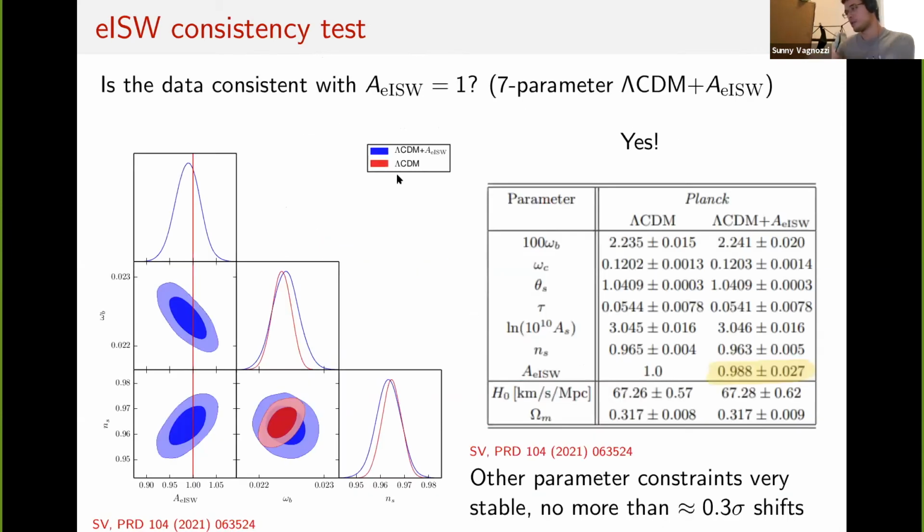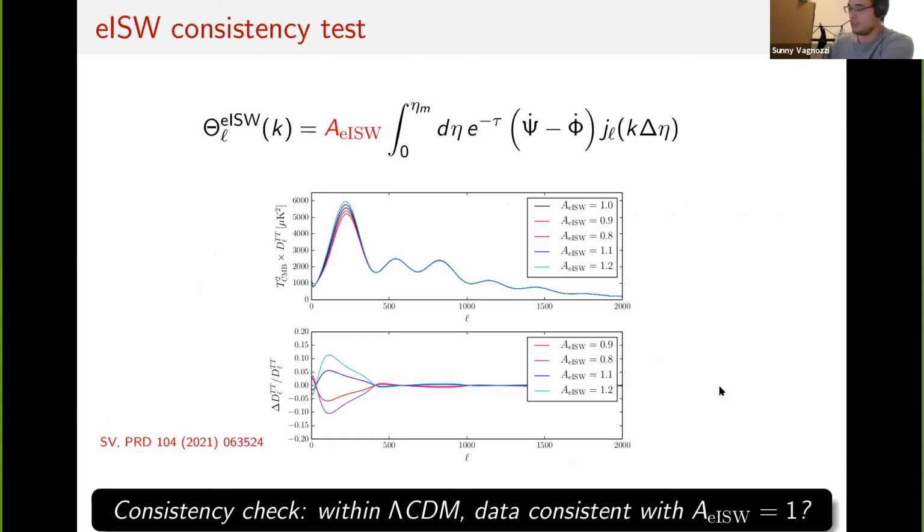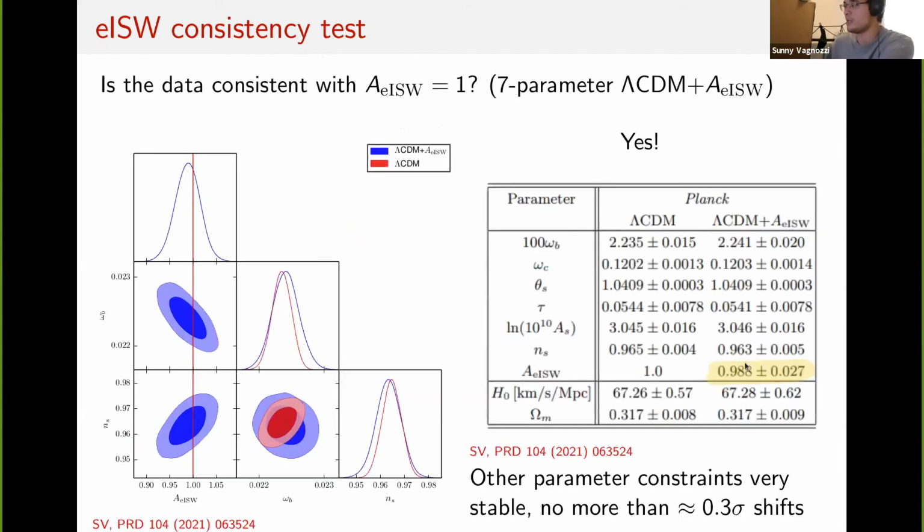If I try to constrain this number with Planck data, I get something which is totally consistent with 1. You see 0.988 plus or minus 0.027. And that's already a very important message. Another important question you can ask is, once I put in this new parameter, are any of my other 6 lambda CDM parameters shifting away to compensate for this? And the answer is no.